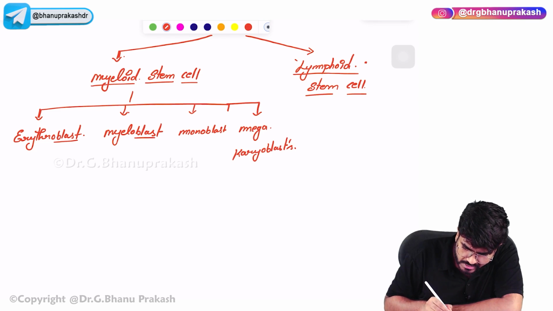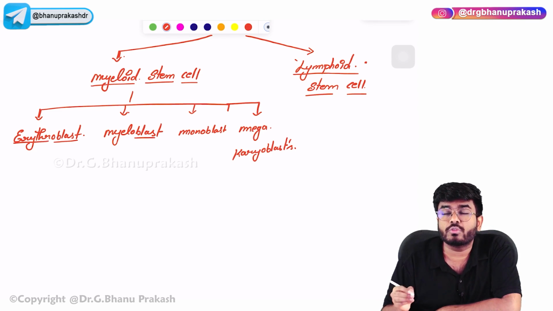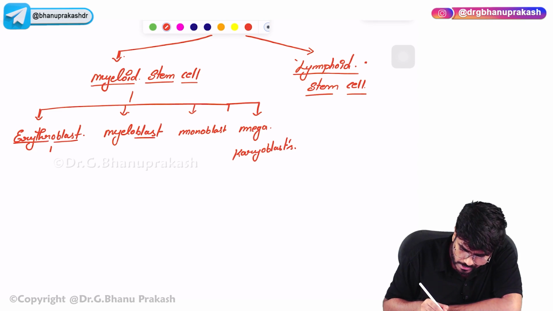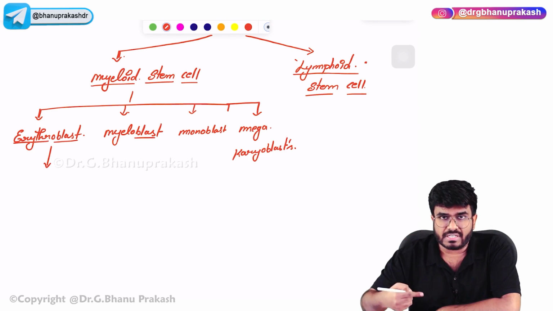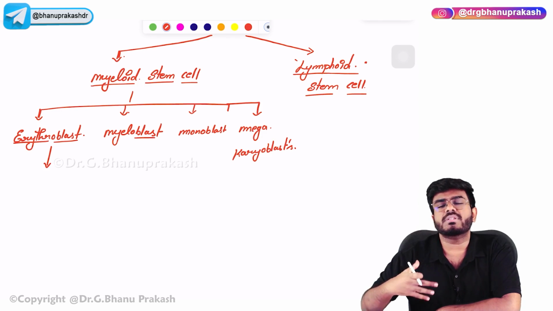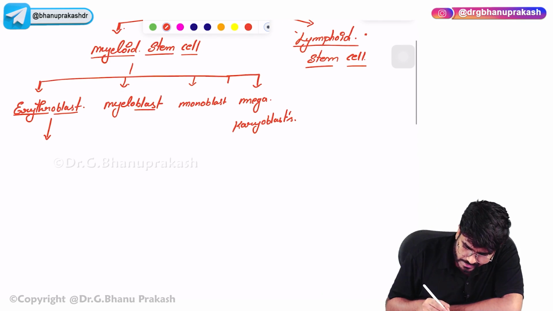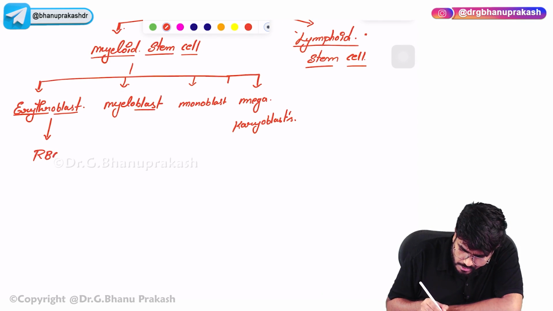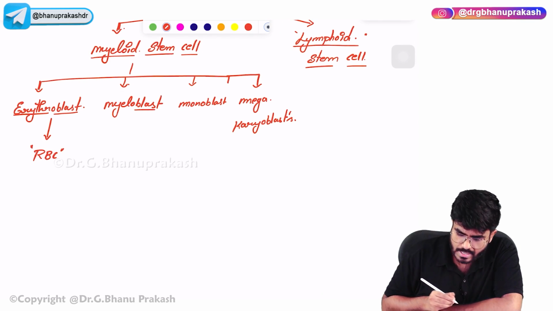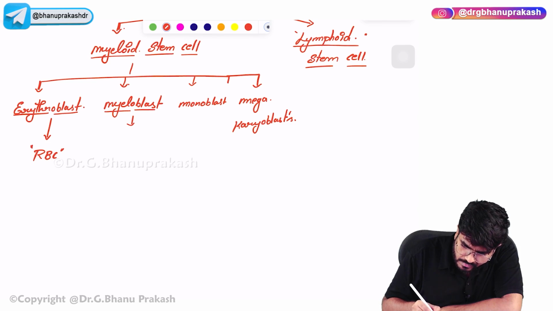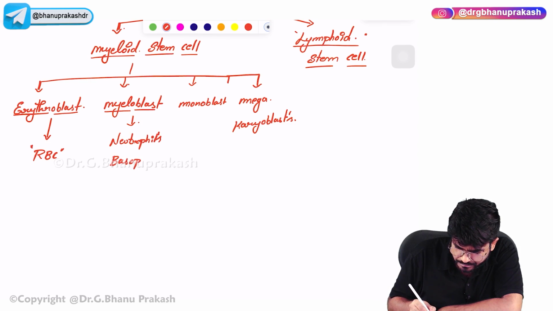Now you know, the name itself says it: erythroblast. Erythro means erythrocytes. Erythroblasts are also like stem cells; after multiple divisions they will divide and form the mature cells. So erythroblast will give rise to mature cells called RBCs or erythrocytes. This myeloblast, in the future, is going to form neutrophils, basophils, and eosinophils.